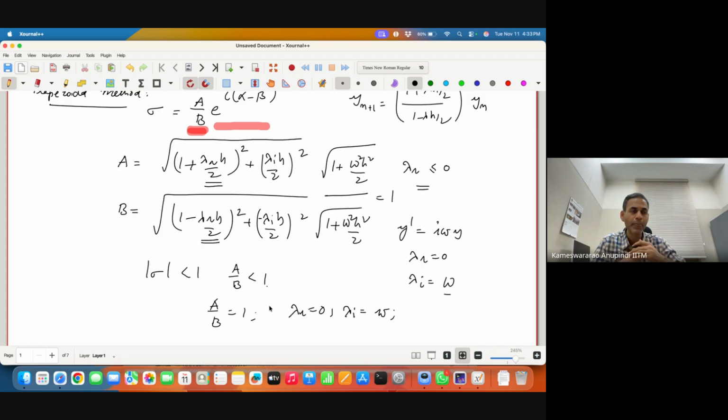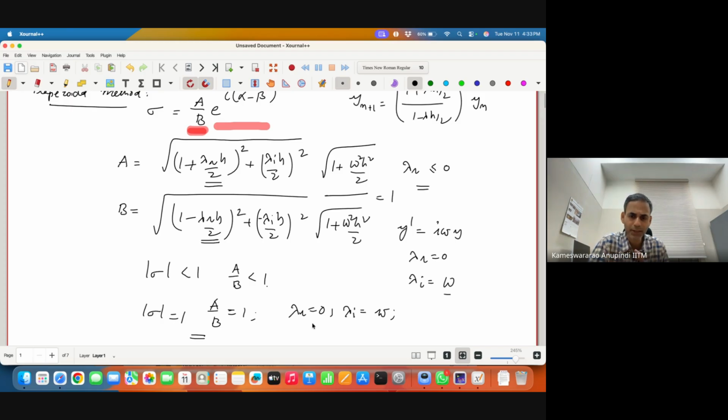It is neither growing nor decaying. What do you call such a thing? It's not unstable, it's not stable, it is exactly equal to 1, right? So it is not less than 1. That's why for purely imaginary lambda we have a by b equal to 1. That means your amplification factor equals 1. That's why we observed in the program that it is neither growing nor decaying, right?